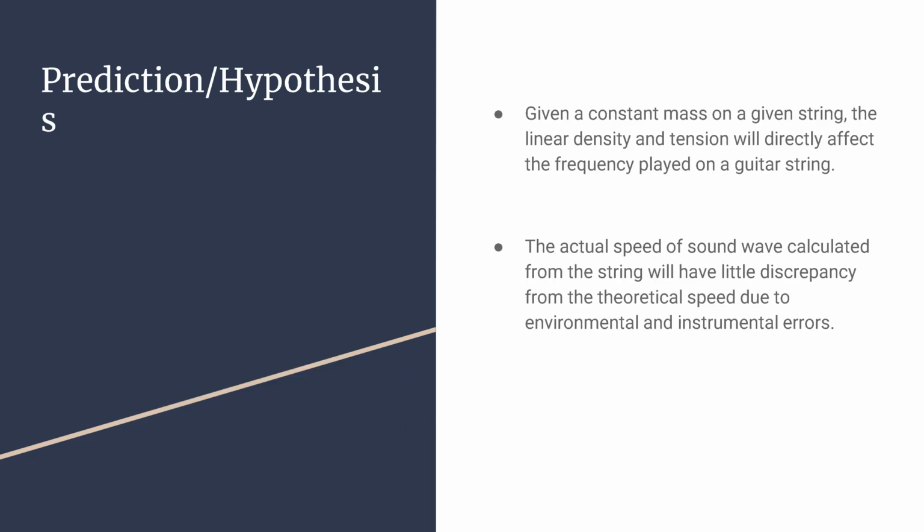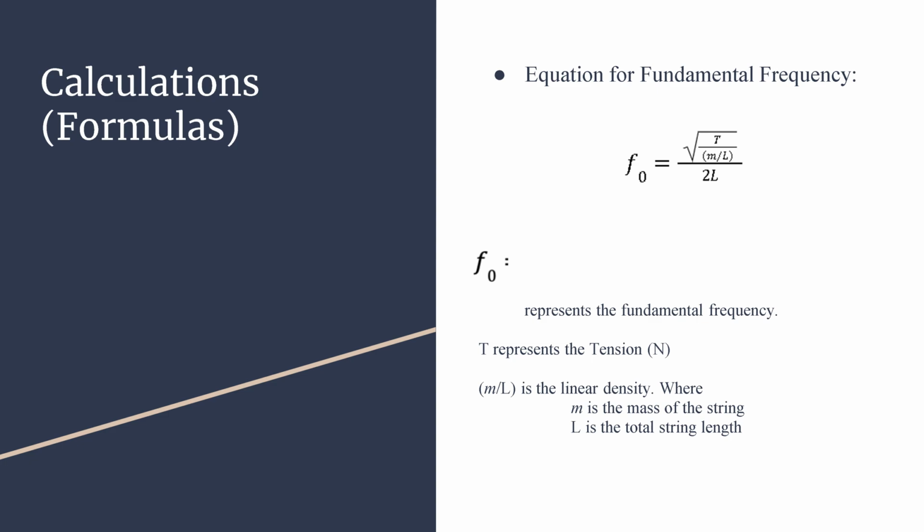Our prediction/hypothesis is, given a constant mass on a given string, the linear density and tension will directly affect the frequency played on a guitar string. The actual speed of sound wave calculated from the string will have little discrepancy from the theoretical speed due to environmental and instrumental errors. The equation for fundamental frequency is f0 equals the square root of the tension divided by the mass of the string multiplied by the total length of the string, all divided by 2 times the length of the string.